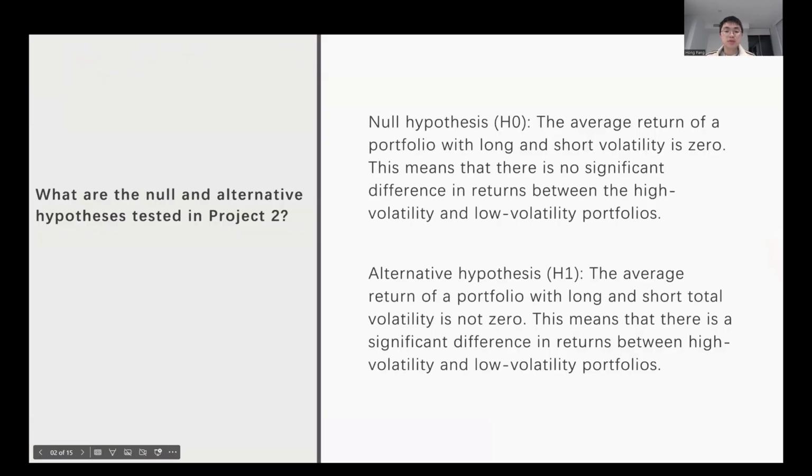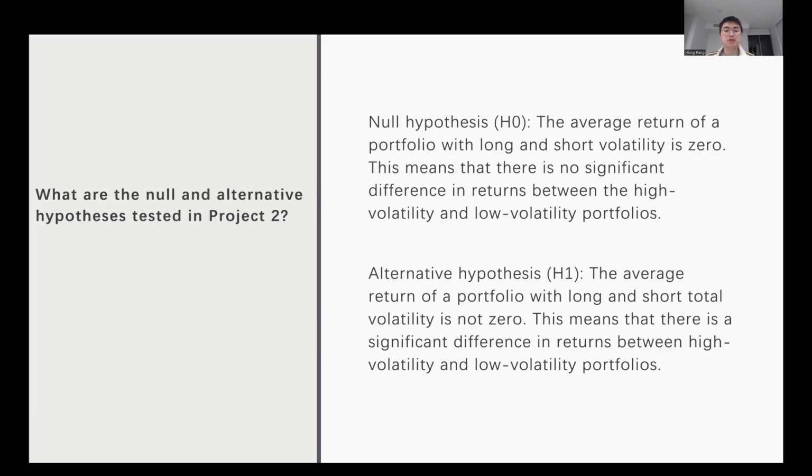Our null hypothesis is that the average return of a portfolio with long and short volatility is zero. This means that there is no significant difference in returns between the high volatility and the low volatility portfolios. The alternative hypothesis is that the average return of a portfolio with long and short total volatility is not zero. This means that there is a significant difference in returns between high volatility and low volatility portfolios.